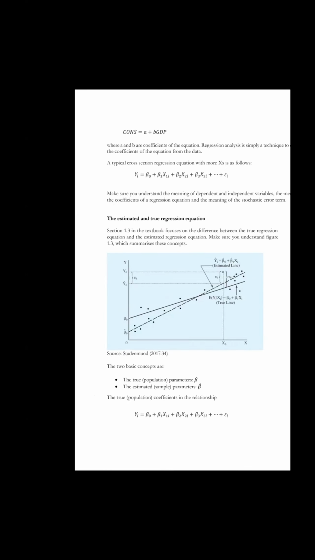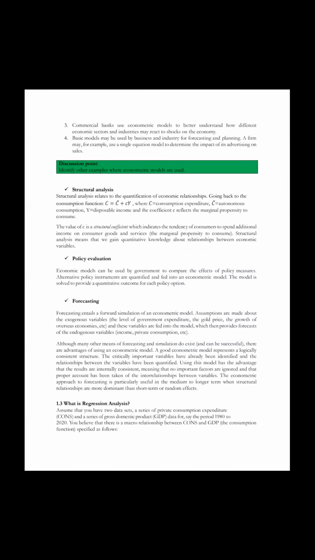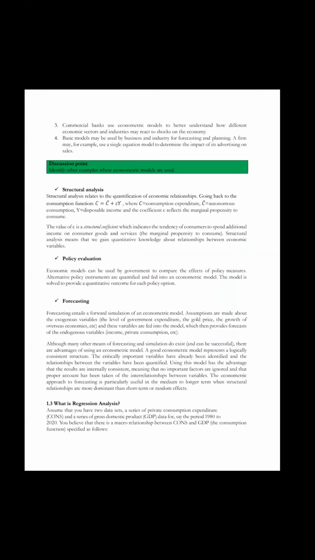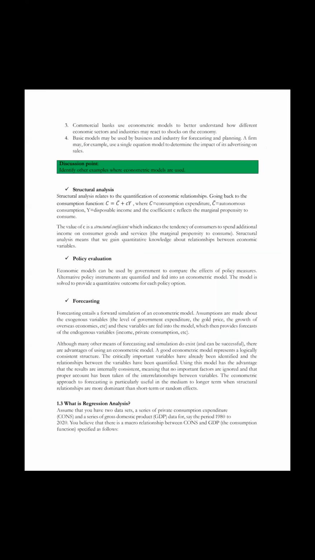So in regression analysis, you basically take data, like what we've been describing now. You take your consumption between 1980 and 2020, then you take the corresponding GDPs between those years again, 1980 and 2020, and then you use that to come up with your A and your B, right? Which are your coefficients. So once you have numbers for your A and B, it simply means that you have an equation, and you can basically use that equation for forecasting, policy evaluation, structural analysis, any of those.